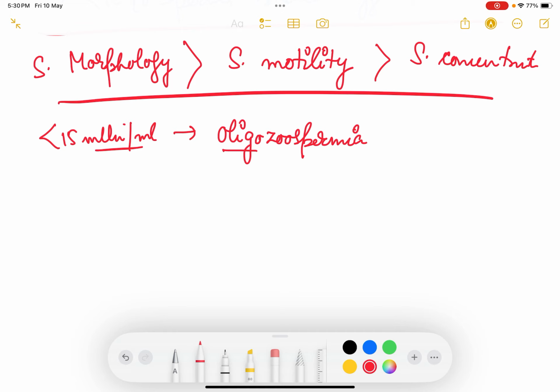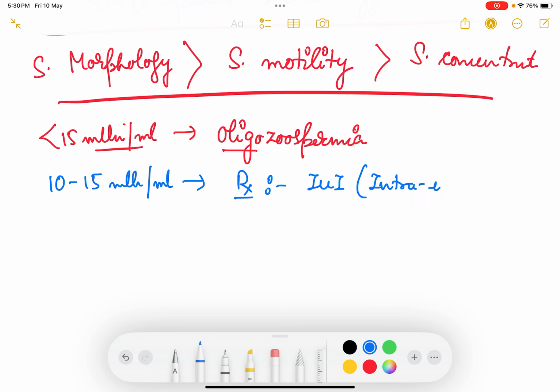Okay, now if the concentration is between 10 to 15, we know it is oligo, but if the male has count between 10 to 15, then our treatment will be IUI, that is intrauterine insemination. Just write it, because as we go forward you will come to know more detail. So intrauterine insemination is to be done.